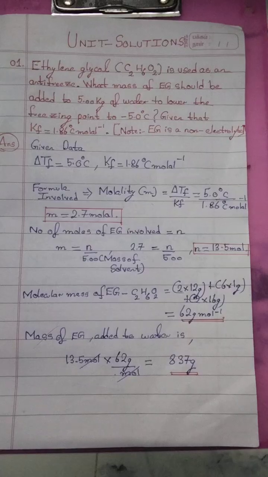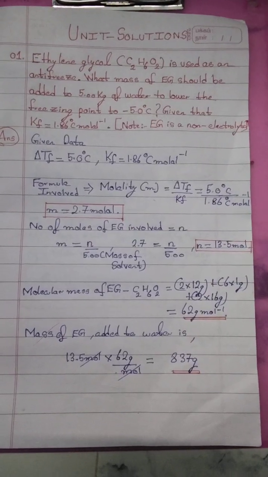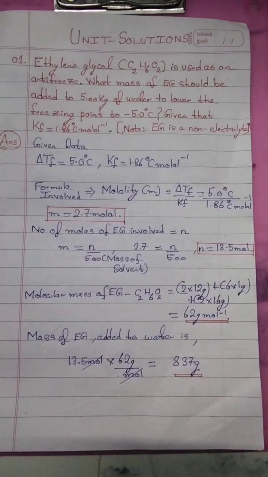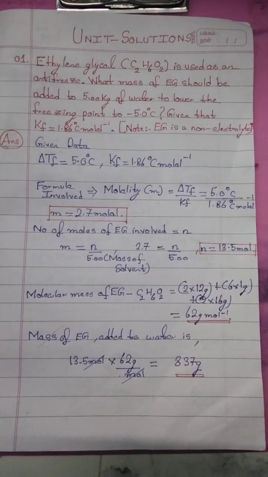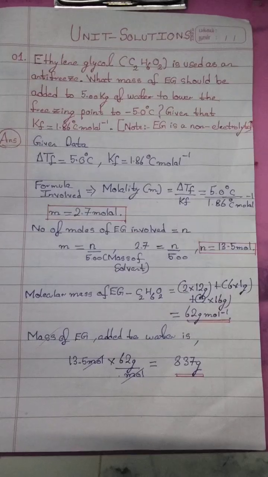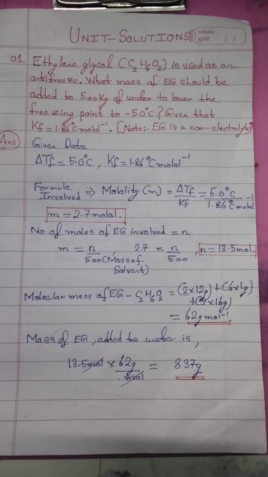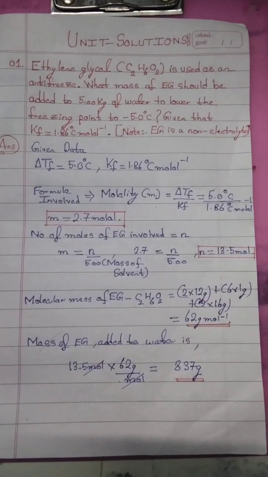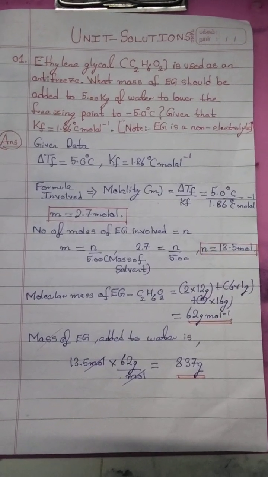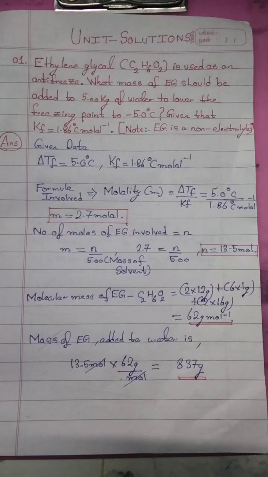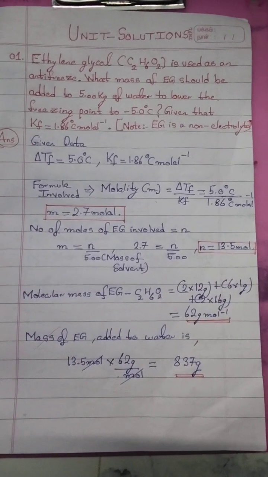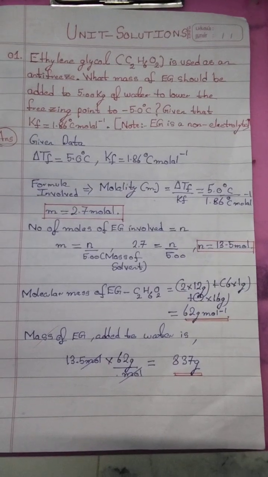Now, the number of moles of EG involved equals n. n refers to number of moles. Molality equals n divided by mass of the solvent. We are to calculate n. We know molality equals 2.7. Hence, 2.7 equals n divided by 5.00. On cross multiplication, we get the total number of moles of EG is 13.5.